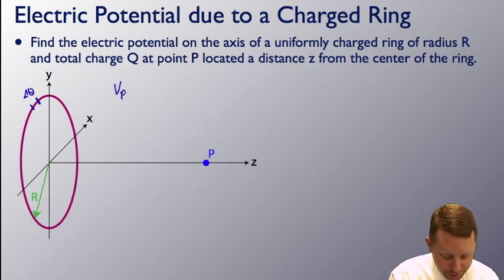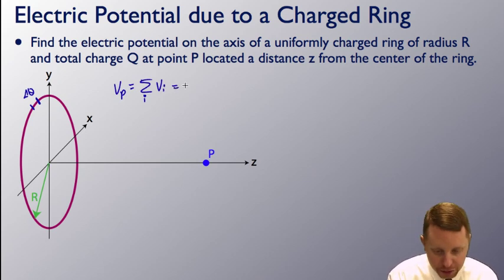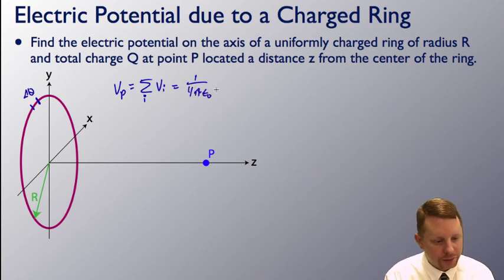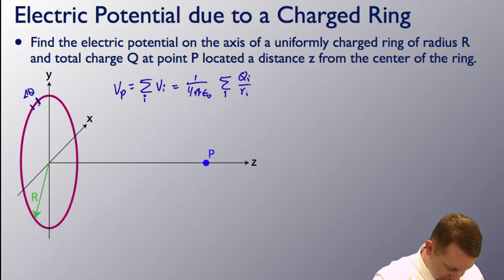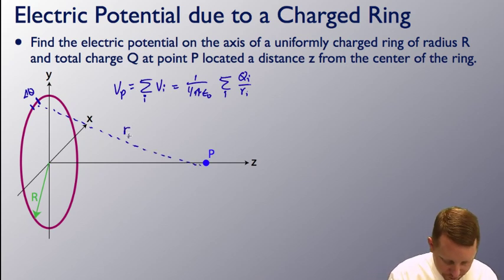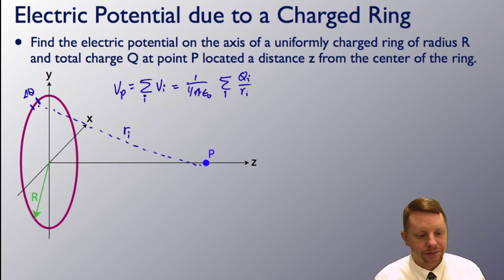So the potential at point P is going to be the sum over all i of those little potentials due to the charge qi, which is going to be 1 over 4 pi epsilon 0 times the sum over all i of qi divided by ri, where ri is just going to be the distance from that piece of the ring to our point.